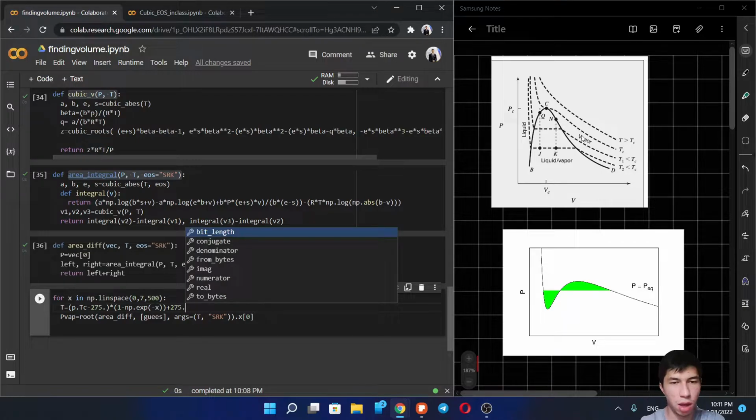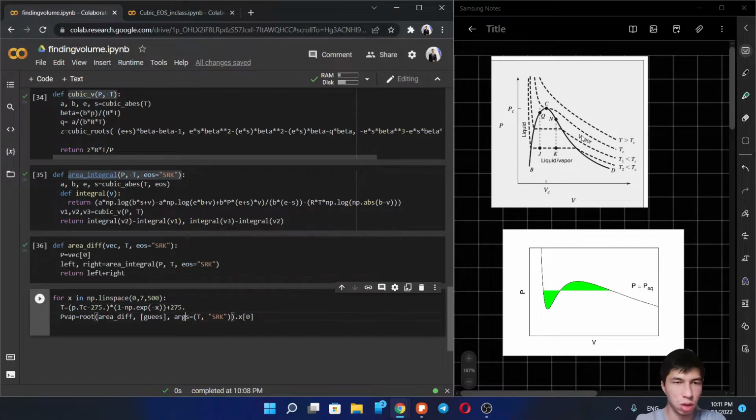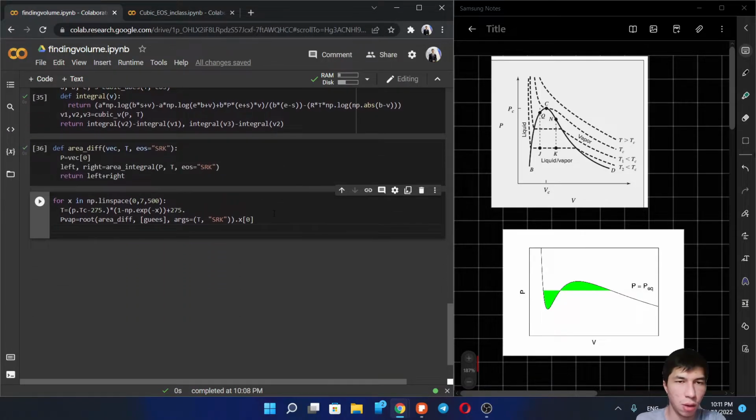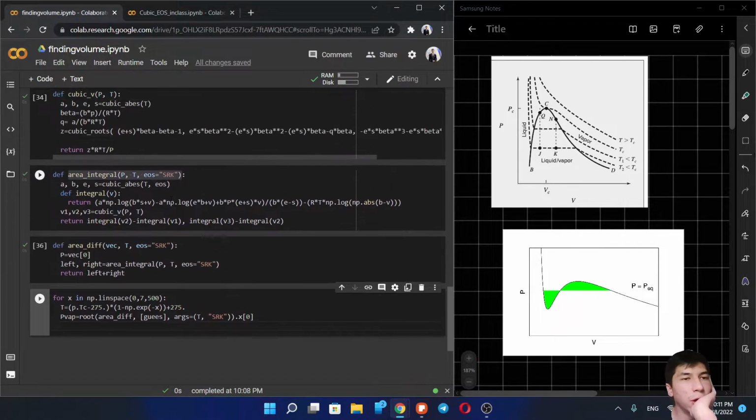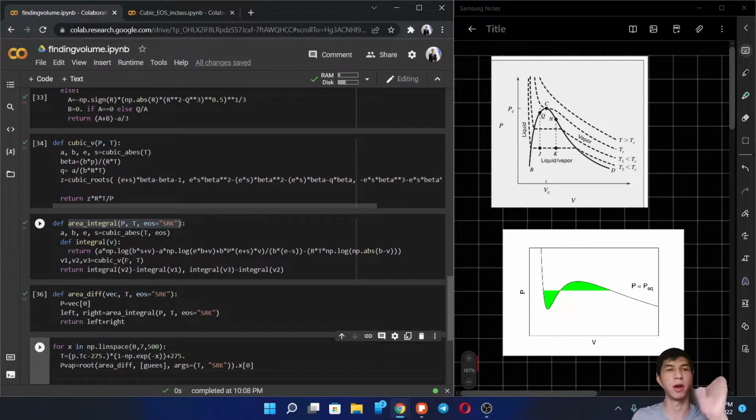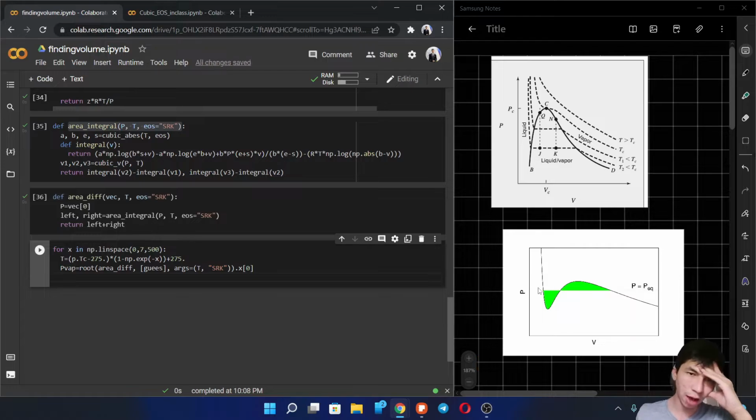Okay, and here, if we take a look at this, our cubic V function finds 3 V's, right? And for plotting, we need only the V1 and the V3. Our V1, which is this point, is going to be our volume for the liquid phase. And this point, which is V3, is going to be our volume for the gas phase. So we don't need this point.